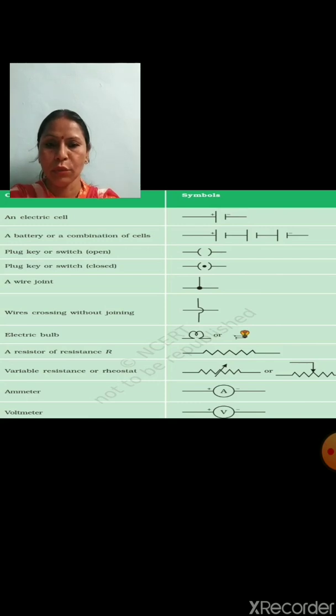Then we have a joint wire symbol, wires crossing without joining, the symbol of electric bulb, resistor, variable resistance or a rheostat, ammeter symbol, and then the symbol of voltmeter. In this way you can draw different symbols, and these symbols you can use in making an electric circuit.